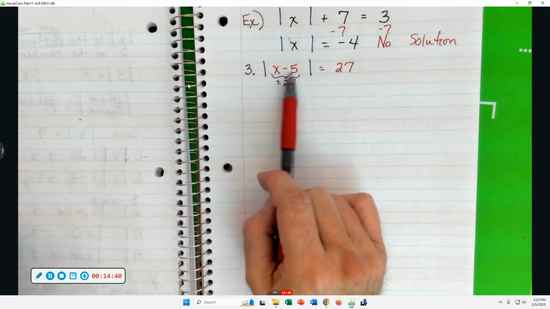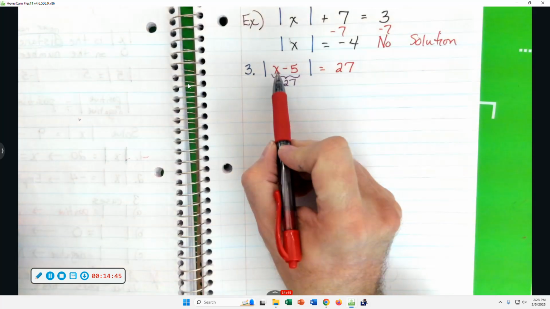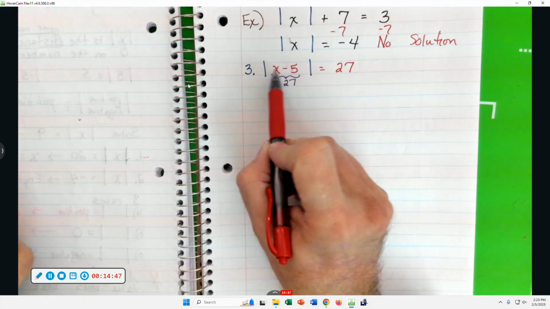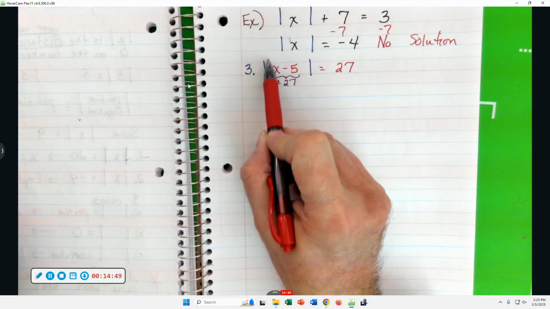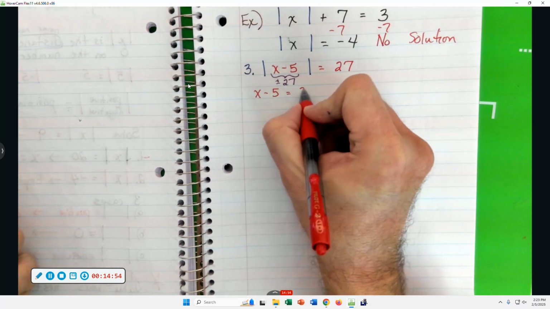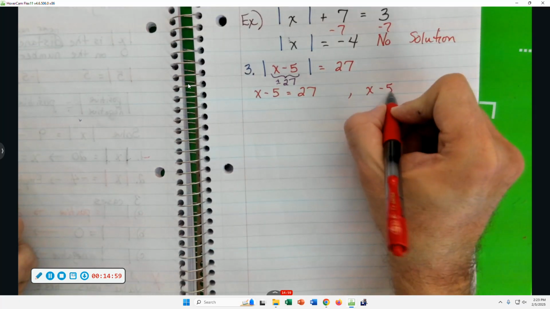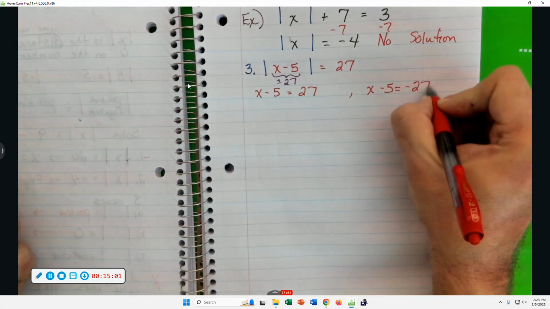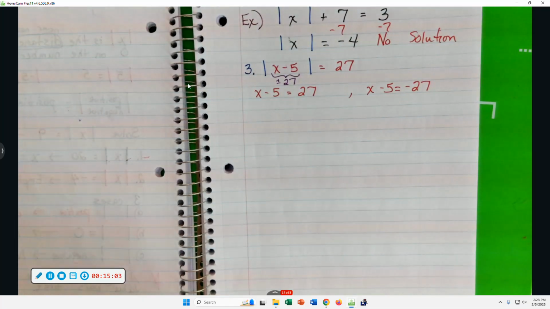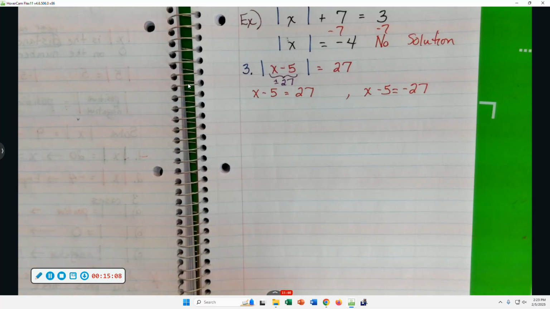And again, this technique we're doing is called equal positive, equal negative. If there's something other than just x inside the absolute value bars, just take what's inside there, set it equal to positive 27, set it equal to negative 27, and then solve those two equations. Are y'all following my logic? The only two numbers that can be inside those bars are 27 or negative 27.